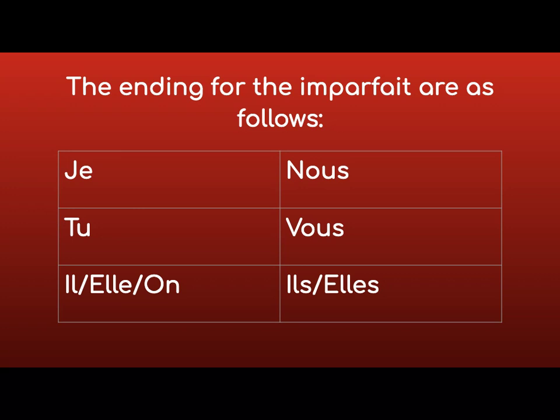If the subject is je, the ending is always AIS. If the subject is tu, the ending is always AIS. If the subject is il, elle, or on, the ending is always AIT. For nous, the ending is always IONS. Vous, the ending is IEZ. Ils, elles is AIENT. So those endings never change. So je is always the same. It's always AIS. Tu is always AIS. So on and so forth.